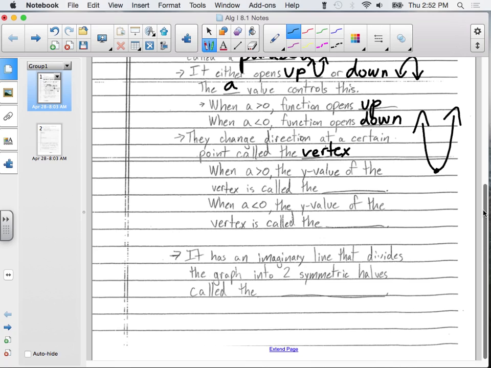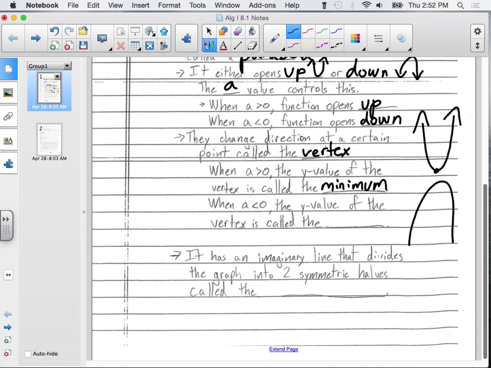So now, next one, when A is greater than 0 or when A is positive, just like that one, the y value of our vertex is called the minimum. So why would it be called the minimum? The y value, why would that be called the minimum? It's because it's the bottom, it's the lowest point on this graph. It's the minimum value that y can be. So that's why it's called the minimum.